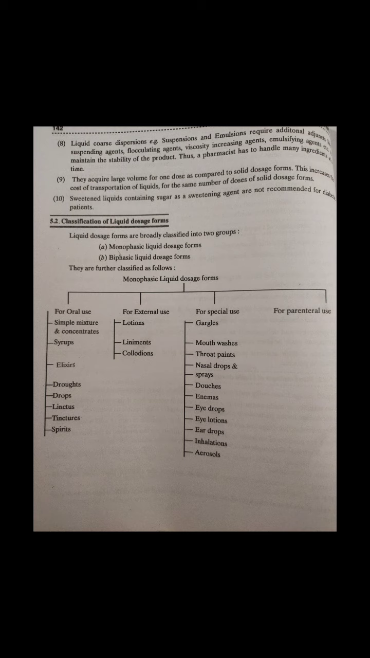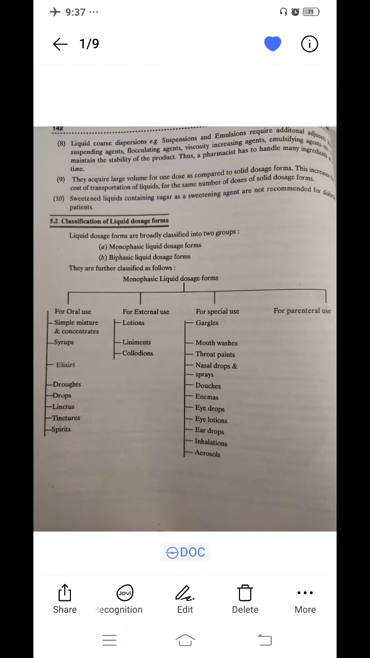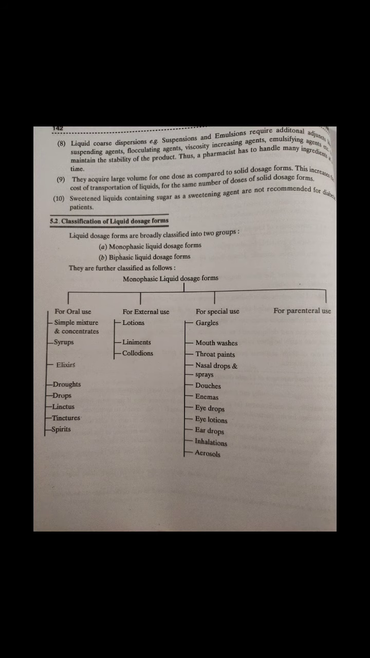Next is mouth washes. In case of mouth washes, they are aqueous liquid preparations which are used for rinsing, deodorant, refreshing, or antiseptic action on the front portion of the mouth cavity. So it should be pleasant in taste and odor. Usually they are supplied in a concentrated form in a clear fluted container.